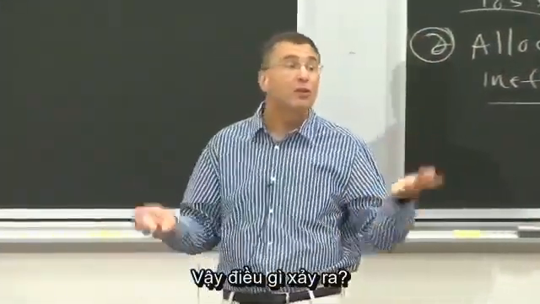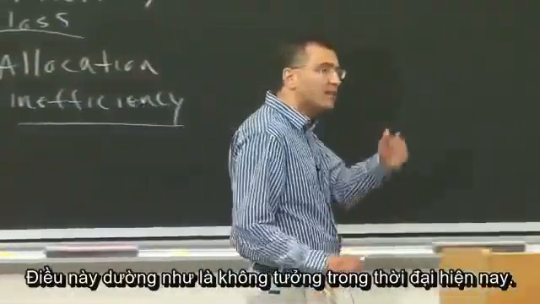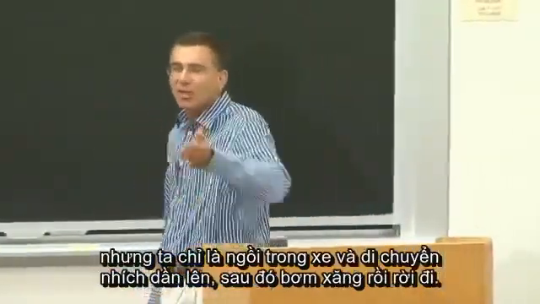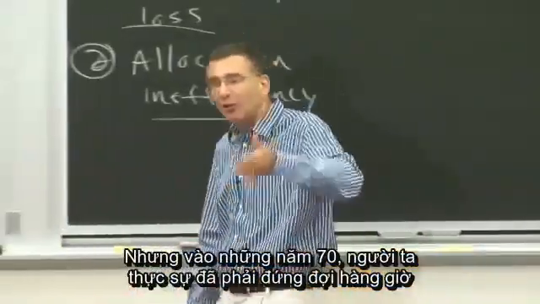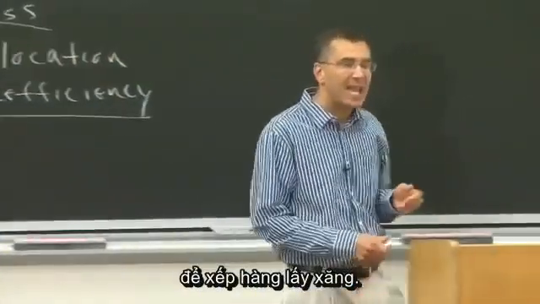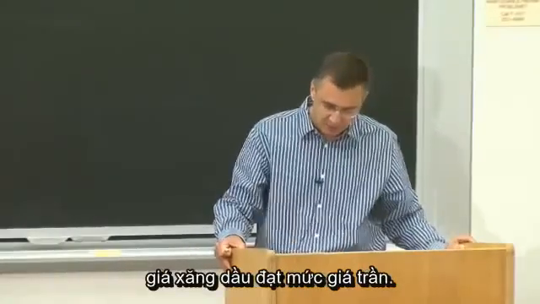So what happens? Lines for gas. Huge hours-long waits. This is sort of inconceivable now. Sometimes you have to wait at a gas pump, but pretty much you drive up, you get your gas, you leave. In the 1970s, literally you'd wait multiple hours on line to get gas. That was how the gas was allocated in the face of these gas price ceilings.